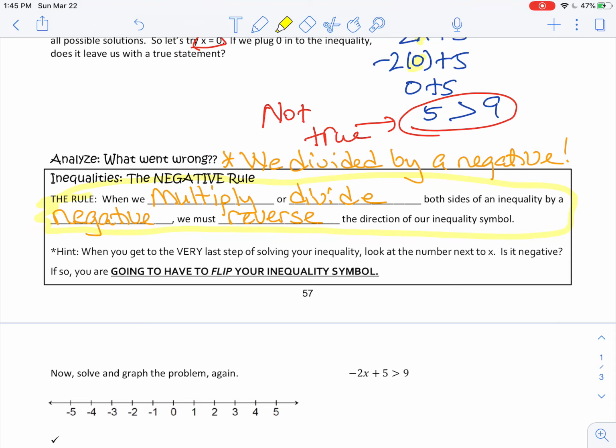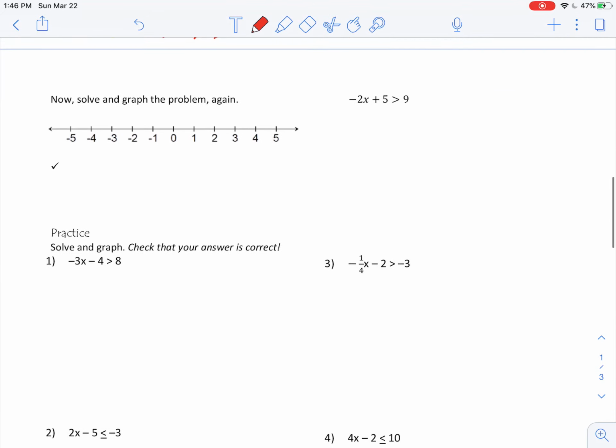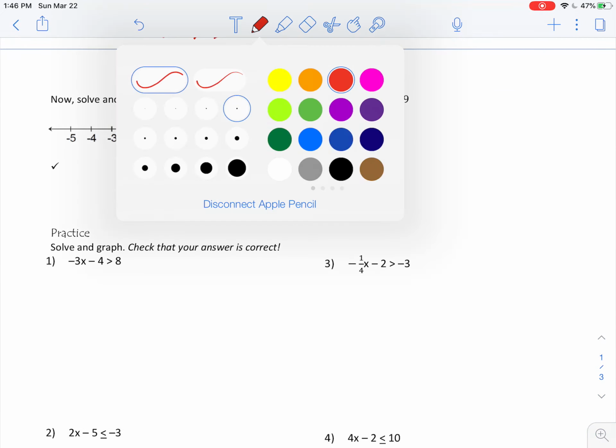So let's go over that again. When we multiply or divide both sides of an inequality by a negative, we must reverse the direction of the inequality symbol. So this is a nice little hint down here. When you get to the very last step of solving your inequality, look at the number next to x. Is it negative? If so, you're going to have to flip your inequality symbol. So if it's less than, it's going to become greater than. If it's greater than, it's going to become less than. And of course, if it's greater than or equal to, it's going to become less than or equal to, and so forth. So let's try it.